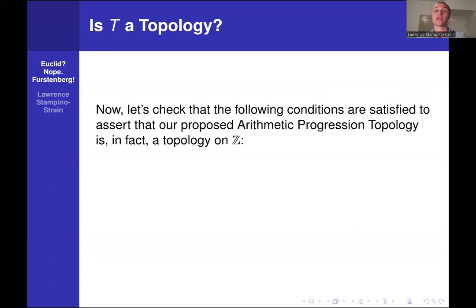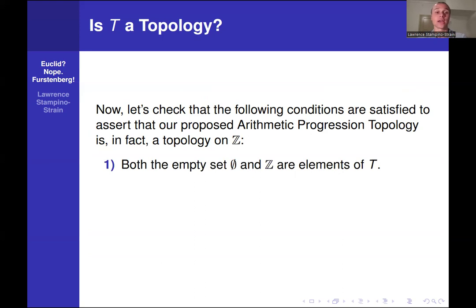So that's our topology. And now let's double check that T is actually a topology, right? So using our definition of a topology before, let's check that the following three conditions are satisfied to assert that a proposed arithmetic progression topology T is in fact a topology on Z.